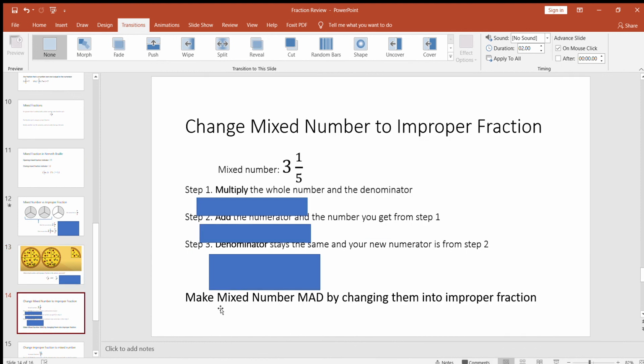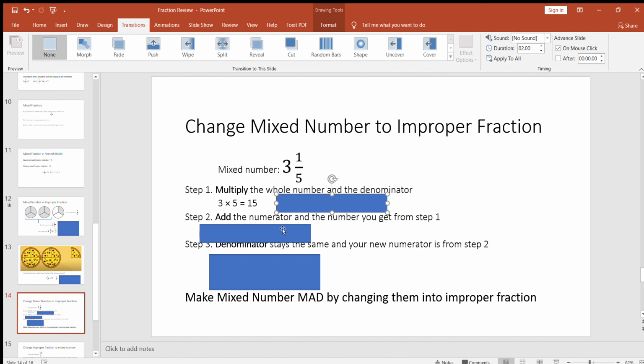Now, let's talk about changing a mixed number to an improper fraction. Let's say we have a mixed number, 3 and 1/5. There's 3 steps to change a mixed number to an improper fraction. First is multiply. Multiply the whole number and the denominator. So we get 3 times 5 is equal to 15.